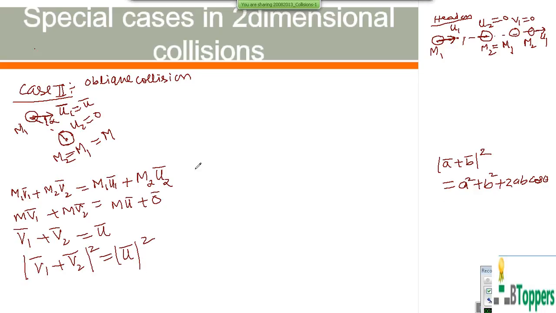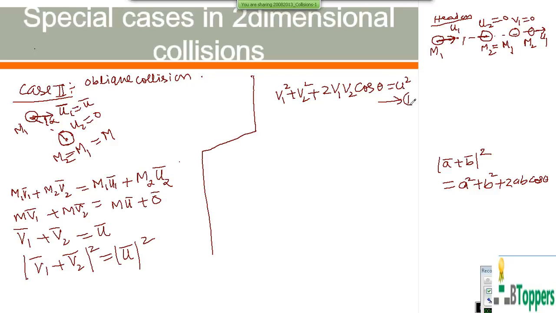So using that formula here, the square of the magnitude of the vector sum of v1 bar and v2 bar, you can write as v1 square plus v2 square plus 2 v1 v2 cos theta. The right side you can write as u square. You call this equation number 1.